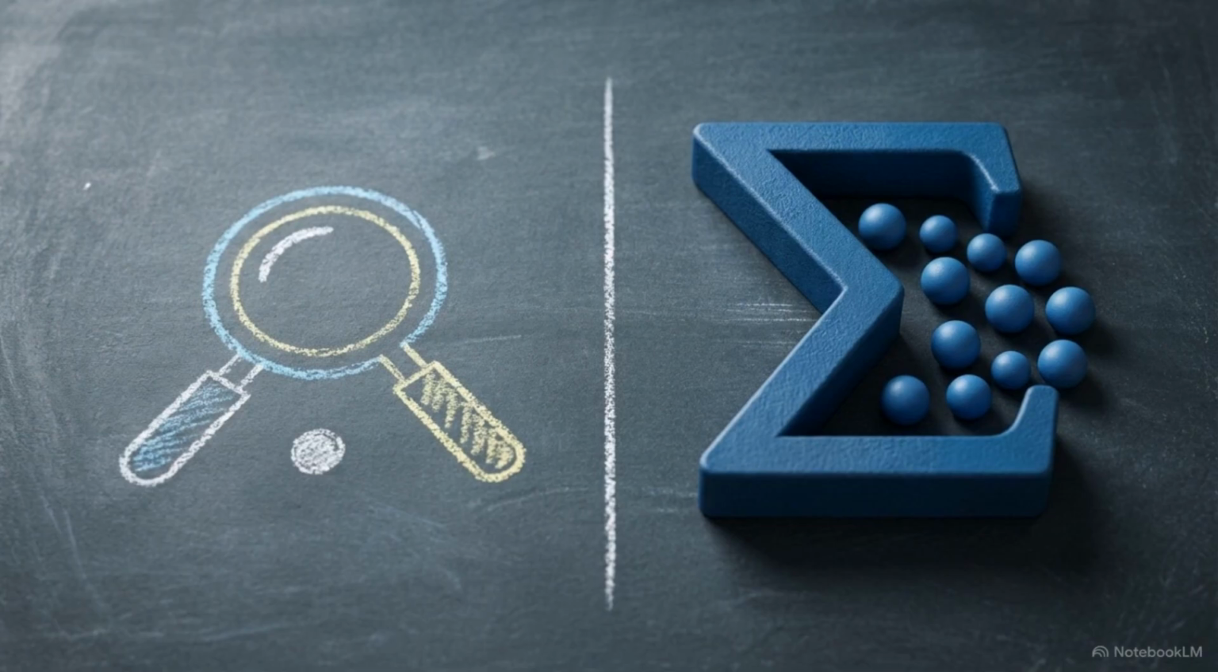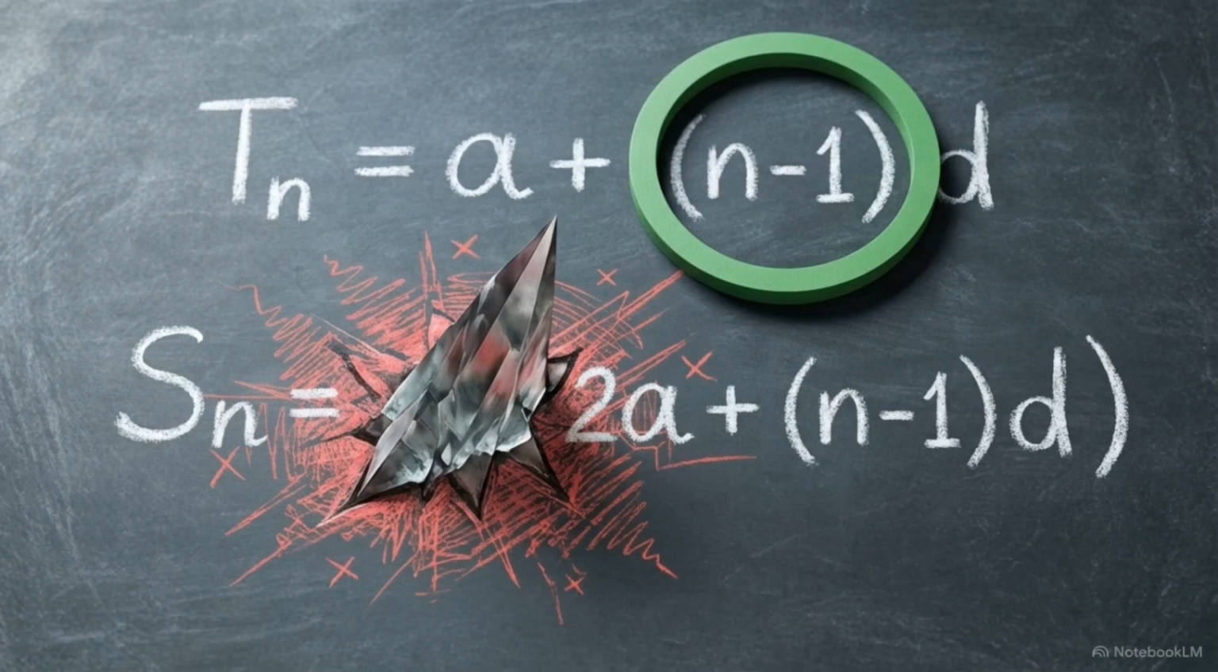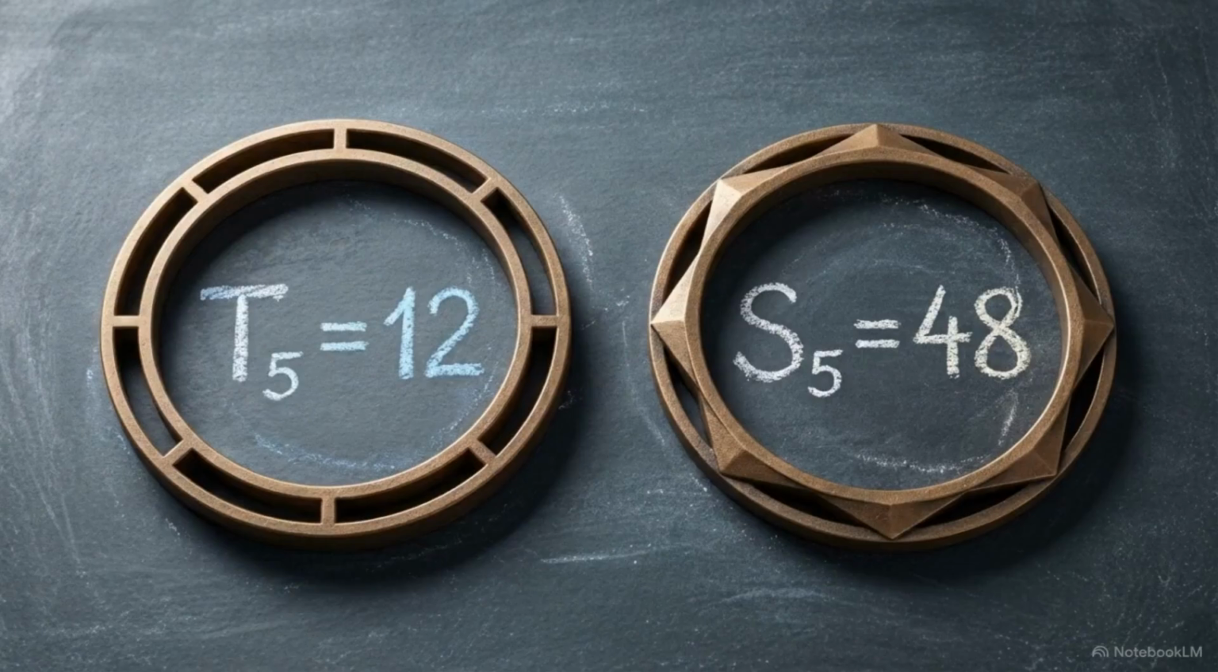You must distinguish between Tn, which finds a specific term, and Sn, which calculates the sum of a set of terms. A frequent error is using a sum formula when the question only asks for the value of a single position in the sequence. Always verify if the goal is a total or an individual value.